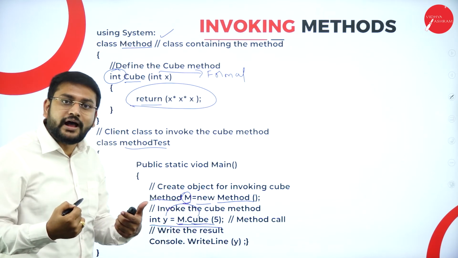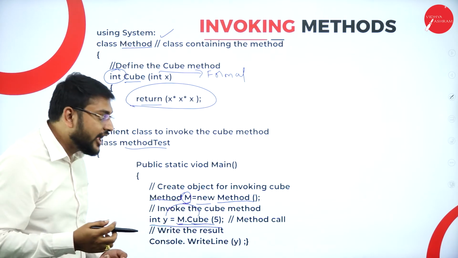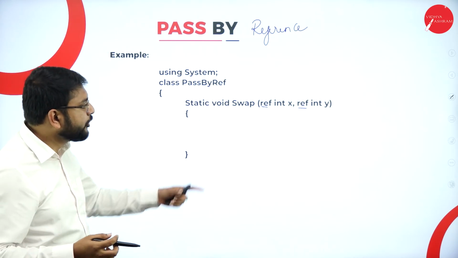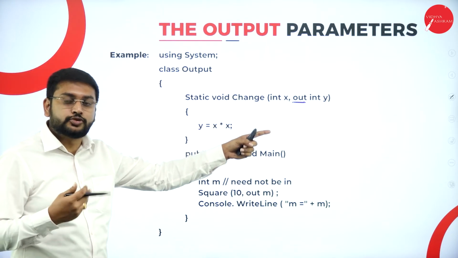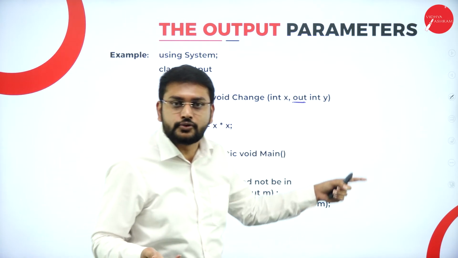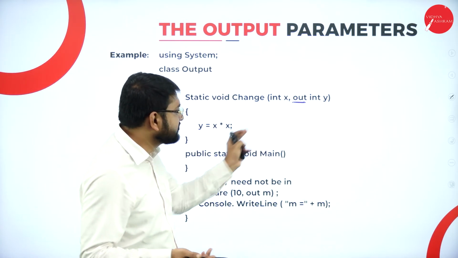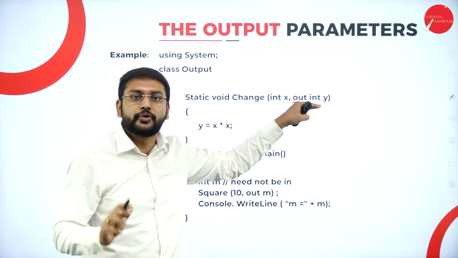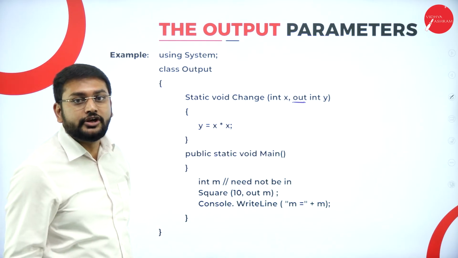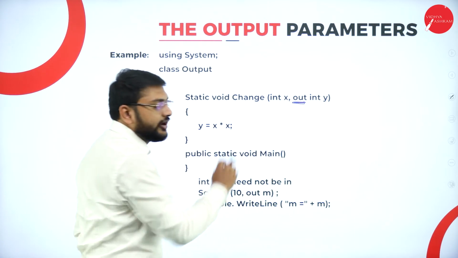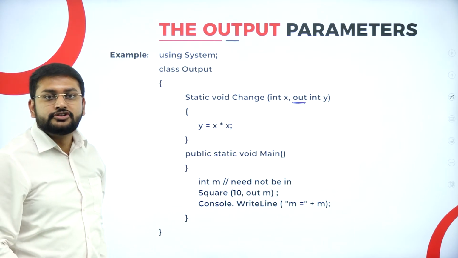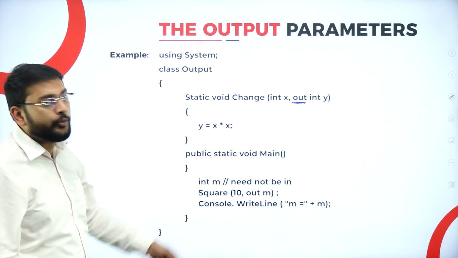Whenever I need to pass more than one value, I will be using the output parameter. So this is the method that I can use to pass more than one value, especially two values. I will be able to pass the value out of this method with the help of the output parameter, is what you need to remember. How do I define the output parameter? You just have to use the keyword out in front of that parameter. So that's what you need to remember with respect to the output parameter.